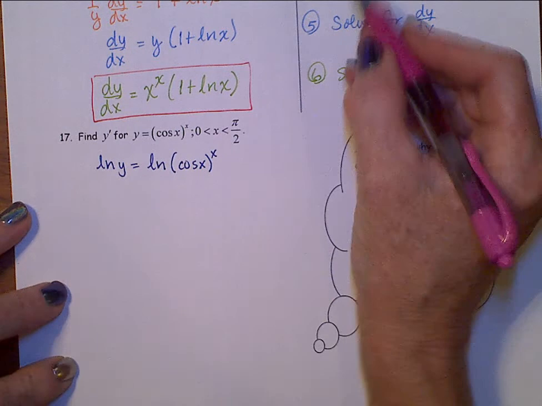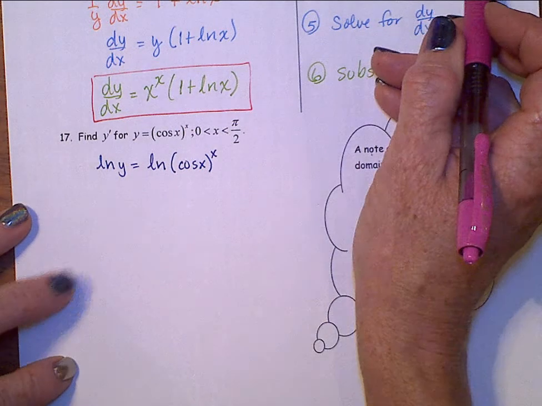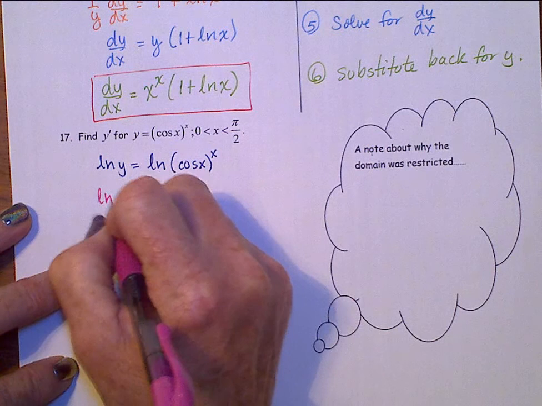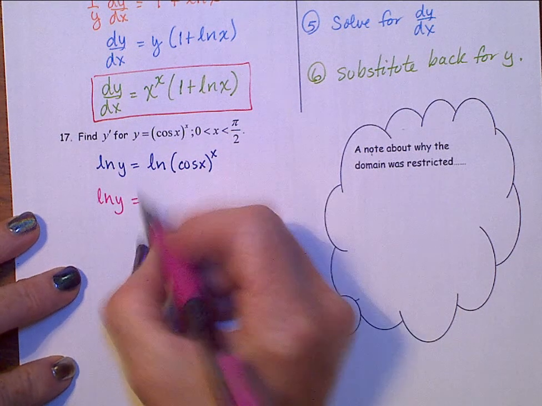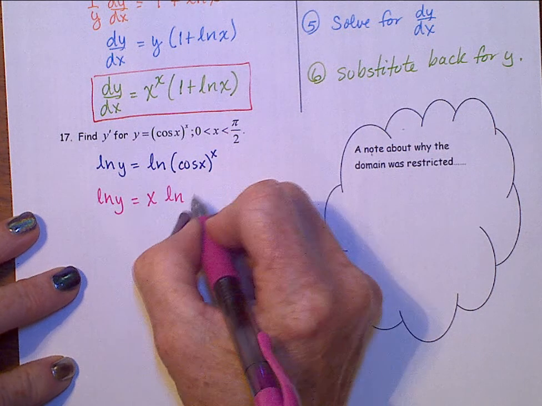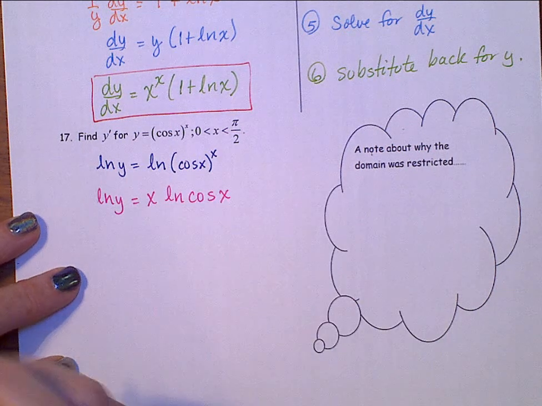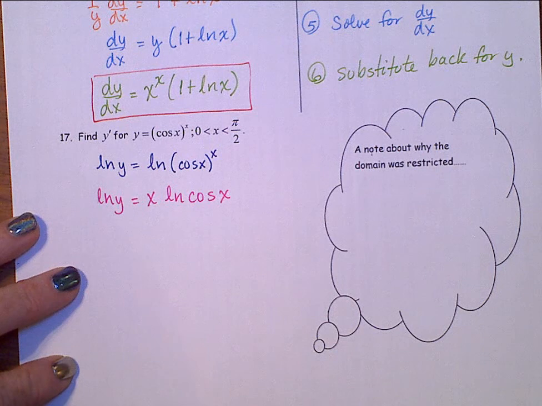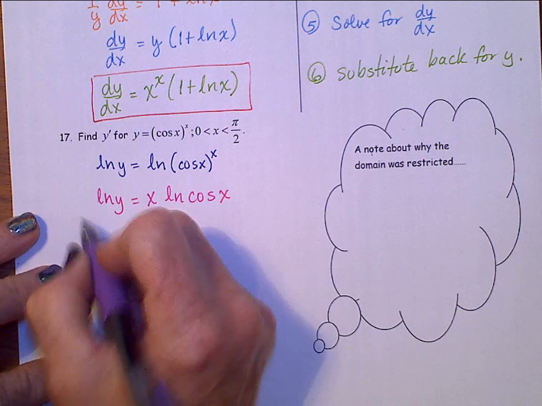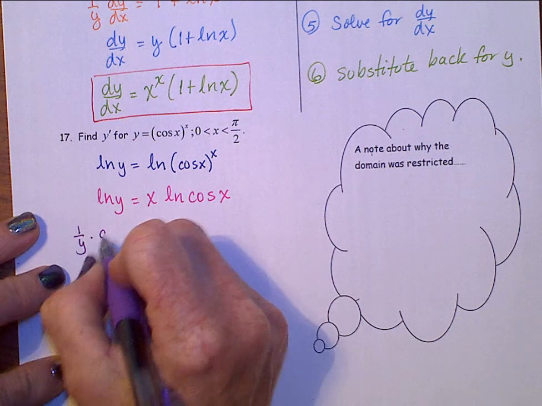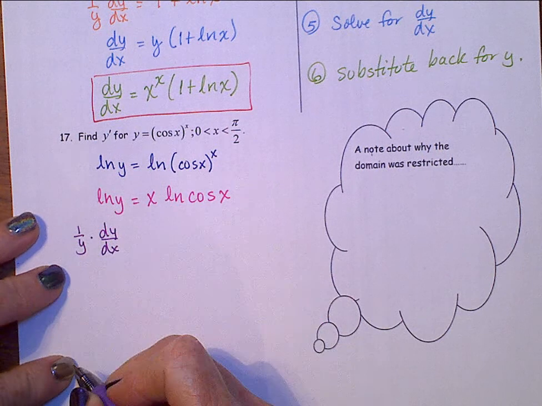Then let's rewrite using those log rules. ln y, and again, we're going to take this exponent up here and we're going to leap it down in front. x ln cosine x. Now differentiate both sides. On the left, 1 over y times dy dx.